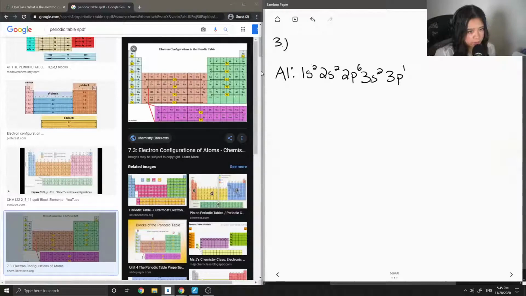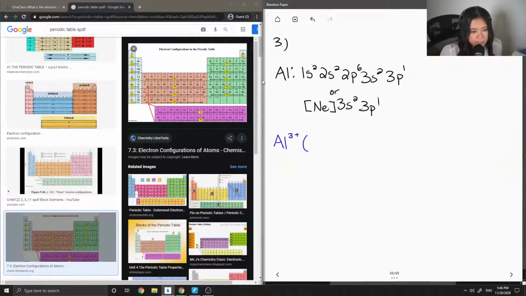And we can also write down the shorthand configuration. The nearest noble gas that comes before aluminum is neon. So I can write neon in square brackets. And then continuing on, 3s2, 3p1. Okay, so now the question asks for the electron configuration of aluminum 3+.